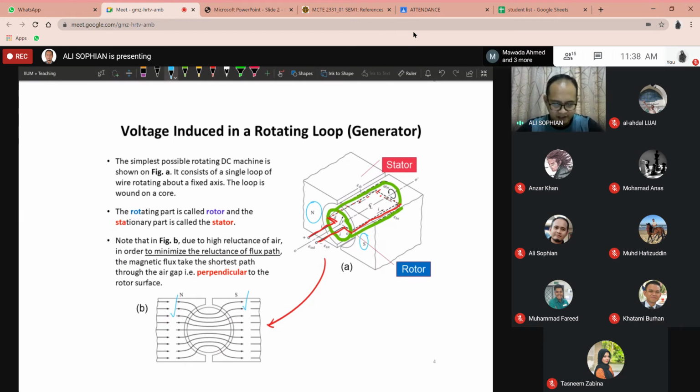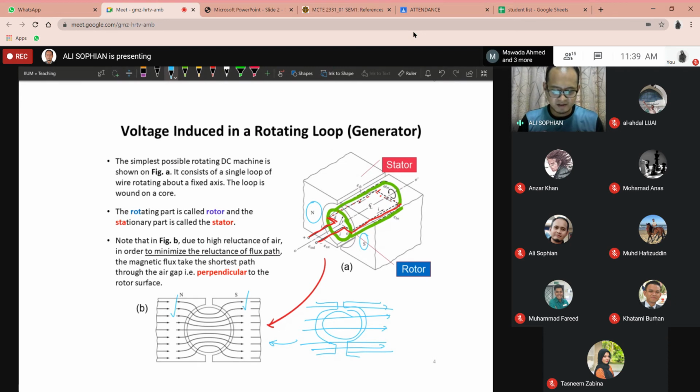Because they are magnetic, magnetic flux will be produced, and the flow of the flux is as shown in the illustration. They are not going straight. I'll draw it again, easier like this. The flux lines are not straight like this, not horizontally going like this, but instead just like what is shown in figure B.